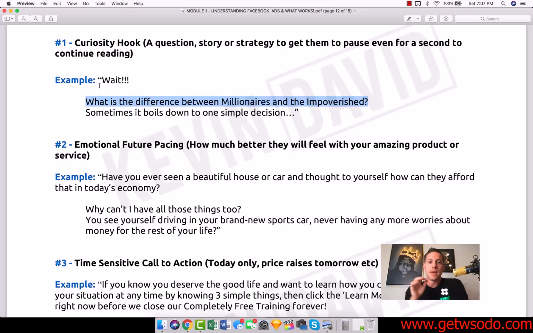What is the difference between millionaires and the impoverished? Sometimes it boils down to one simple decision, right? So we've done 2 things here. We've convinced them to break their habits of the autopilot scroll, and we've gotten them to pause for even a fraction of a second. And then we're saying, what is the difference between millionaires and the impoverished, right?